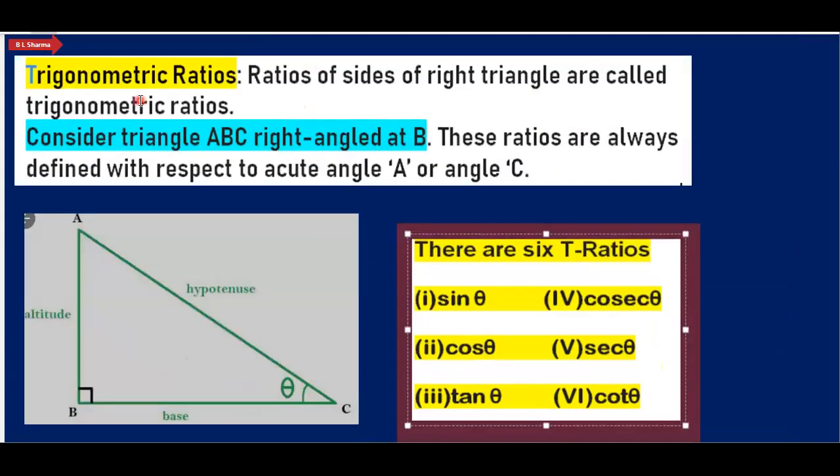So here, first of all, we know that there are three sides in a right angle triangle, in any triangle. The ratios of all these three sides, base, altitude, hypotenuse, these three sides can form six ratios, and those six ratios we call trigonometric ratios. So in your Class 10th we have to consider a right angle triangle, and these ratios are always defined with respect to acute angle A or acute angle C.